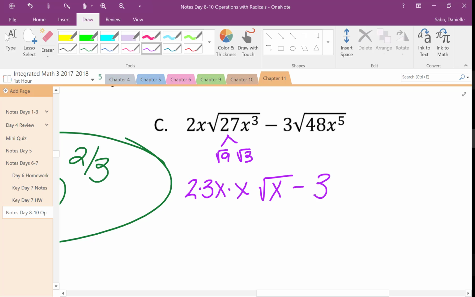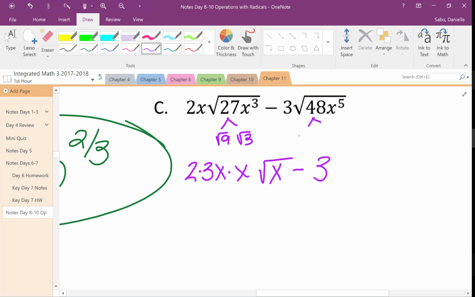Take it piece by piece. What two numbers break up into 48? Yeah, 16 and 3. So I have the square root of 16 times the square root of 3. 3. Yeah, thank you. See, guys, that's why I have you. I forgot my 3. I need support sometimes. It's too early in the morning.